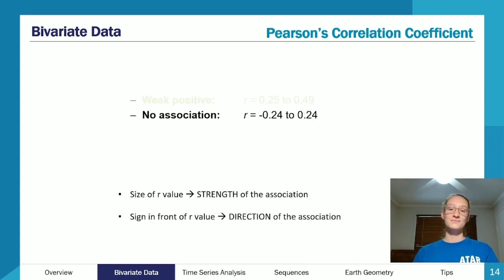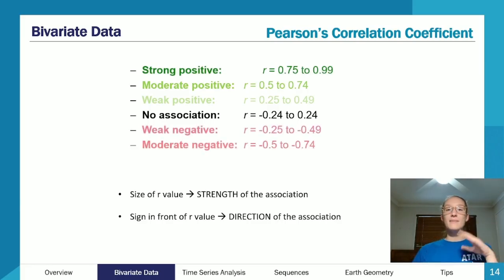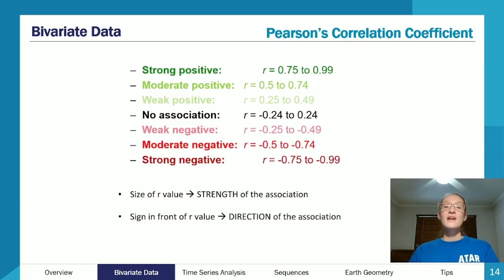So Pearson's correlation coefficient is a number between -1 and 1. We talked about before how the sign before it indicates whether it's positive or negative, which is again our direction. So is it a positive or is it a negative? Our negative R values are between 0 and -1, and our positive R values are between 0 and +1, the opposite.